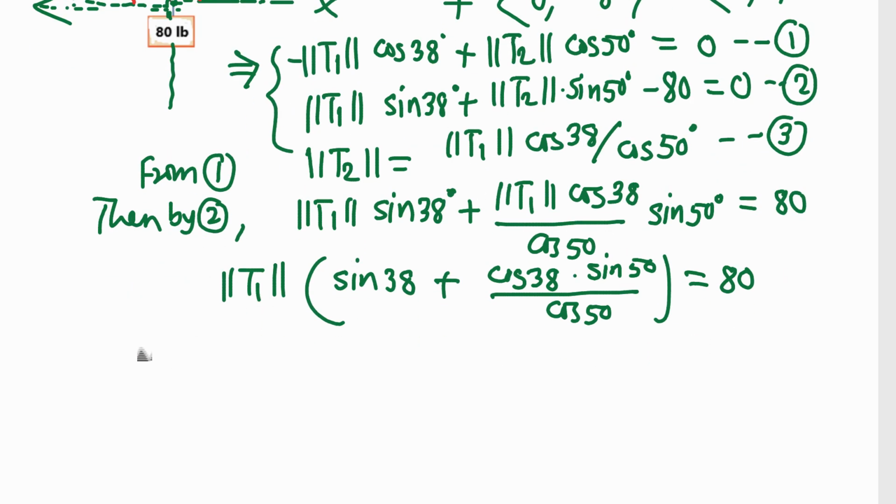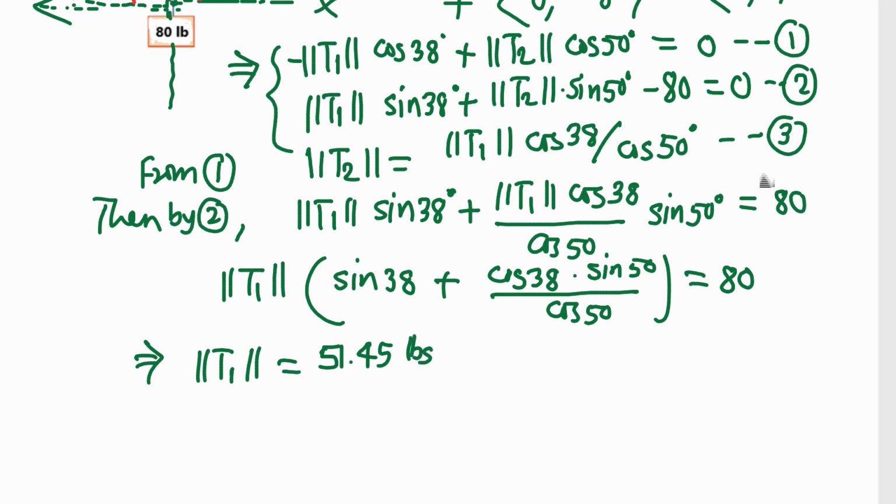Then T1 is just 80 divided by this decimal number. In fact, sine over cosine, we can write as tangent 50, but just use a calculator. This is a decimal number. 80 divided by this decimal number gives us T1, and that comes out to be 51.45. That's one of the answers.